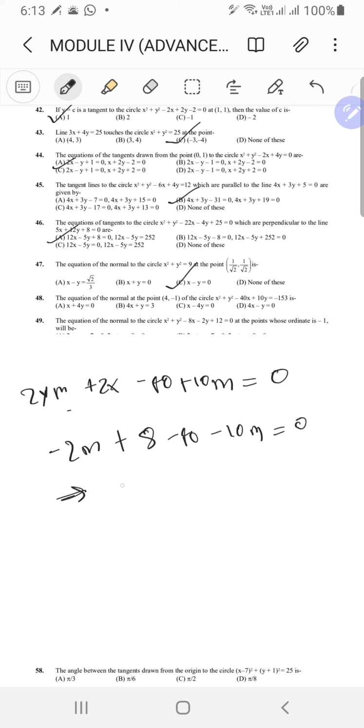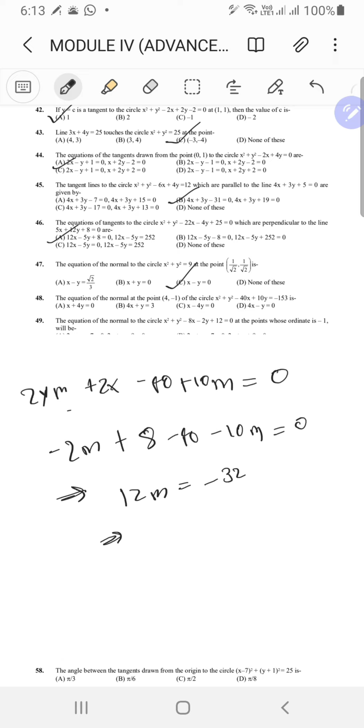So that has to be 12m equal to minus, what's this thing, minus 32. Yeah. Okay, once again, this looks really weird. Why is this 32 all of a sudden?